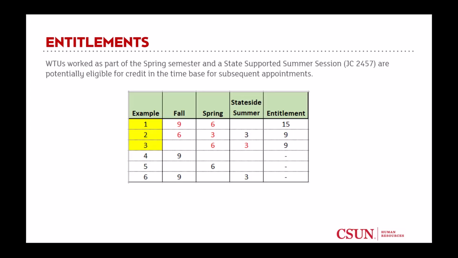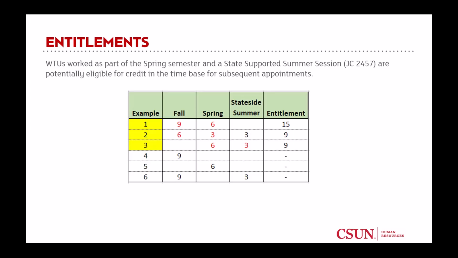In example number 2, we have the faculty member teaching fall, spring, and stateside summer. Because I mentioned that it's always the 2 consecutive semesters, and we always begin with fall, we're going to look at fall and spring to determine the entitlement for that faculty member. We're not going to count stateside summer.